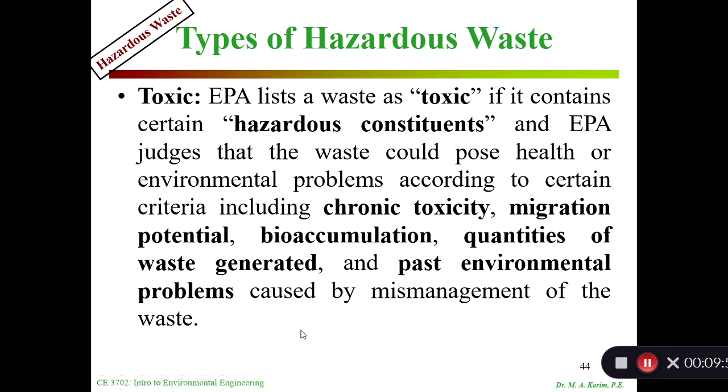EPA lists a waste as toxic if it contains certain hazardous constituents and EPA judges that the waste could pose health or environmental problems according to certain criteria, including chronic toxicity, migration potential, bioaccumulation, quantities of waste generated, and environmental problems caused by mismanagement of the waste.